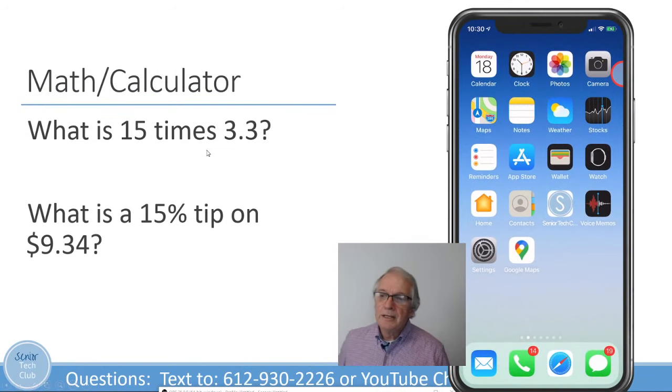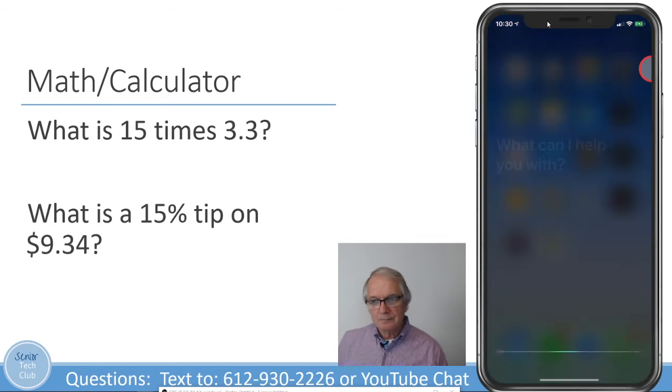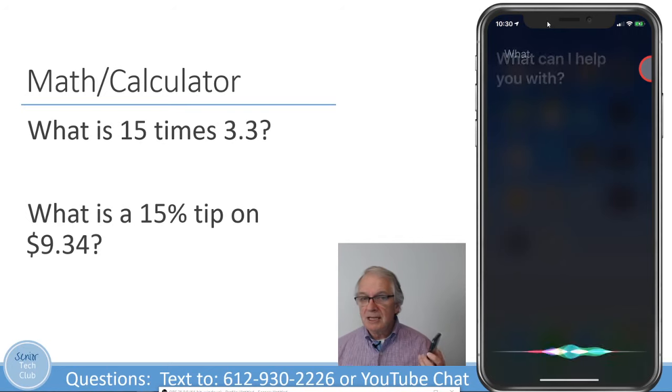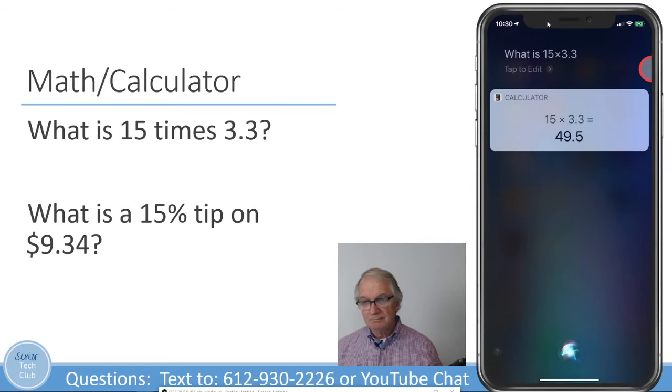All right. Another way that you can use Siri is as a calculator to do math. Normally you would get this via an audio presentation. Let's do it anyway because we'll be able to see it on the screen. What is 15 times 3.3? The answer is 49.5.